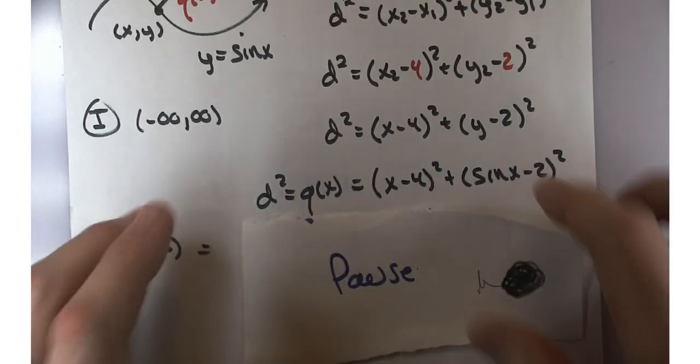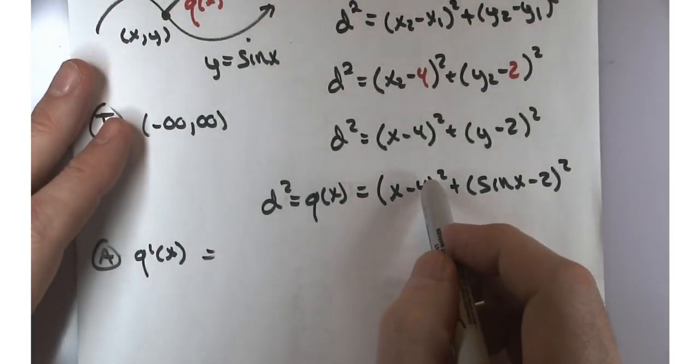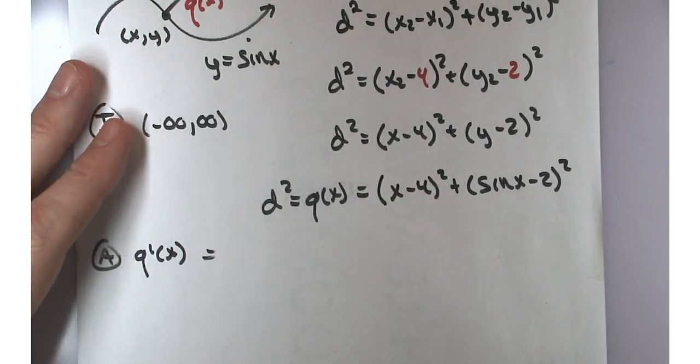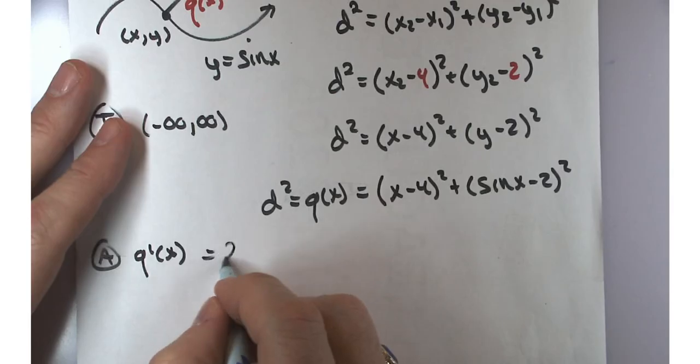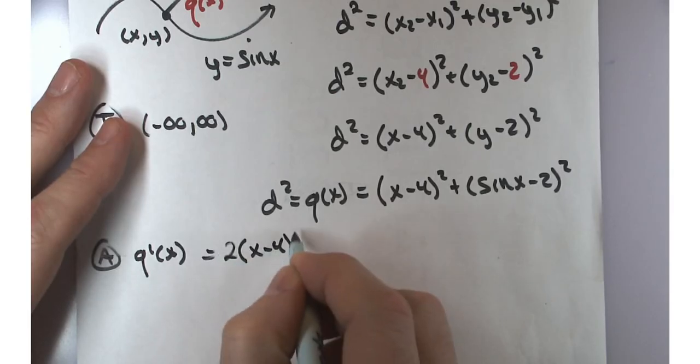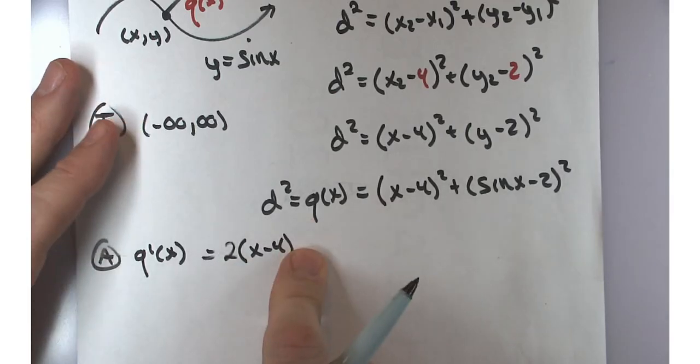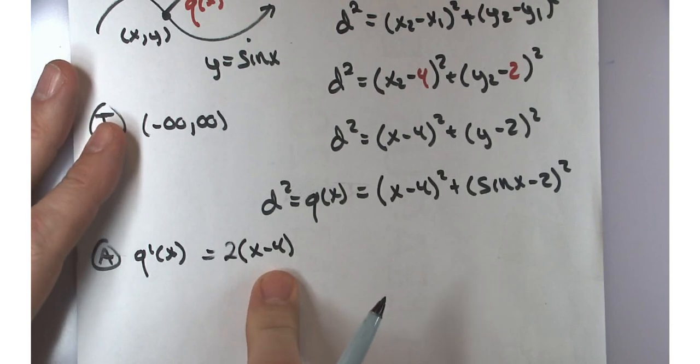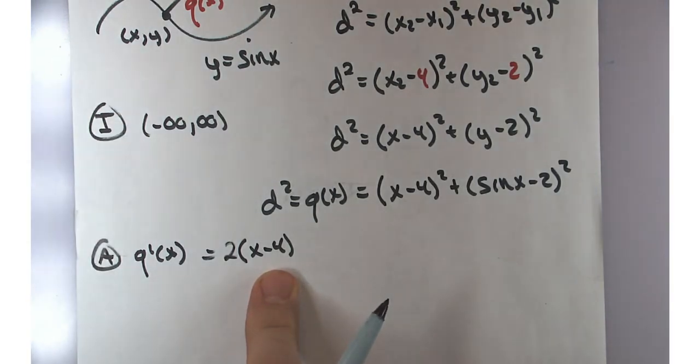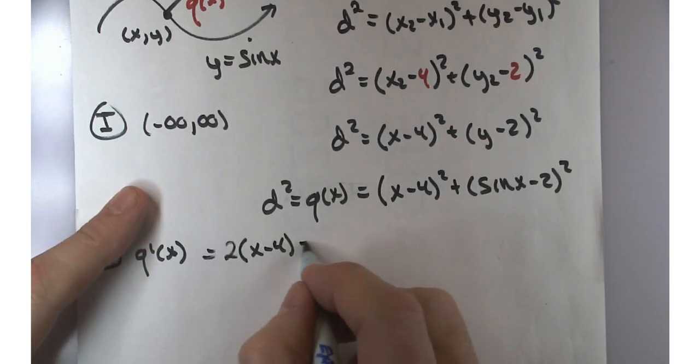All right. Let's start here. You have to use the chain rule, right? Derivative of the outside, 2 times x minus 4 to the first power. What's the derivative of the inside? Just 1. So the derivative of the inside doesn't come into play too much here.